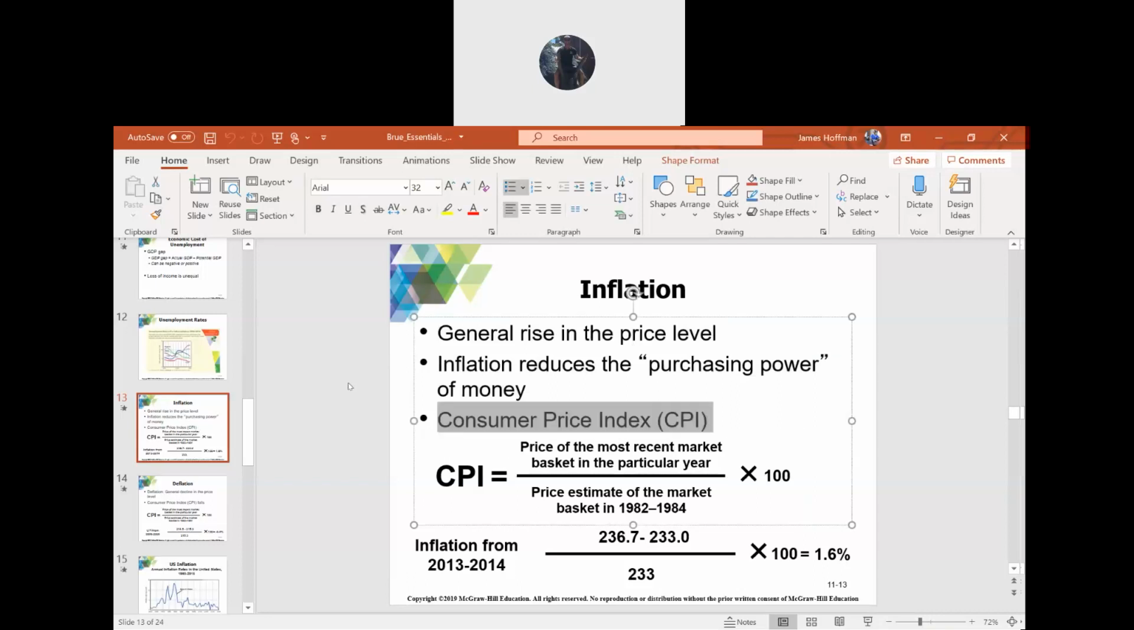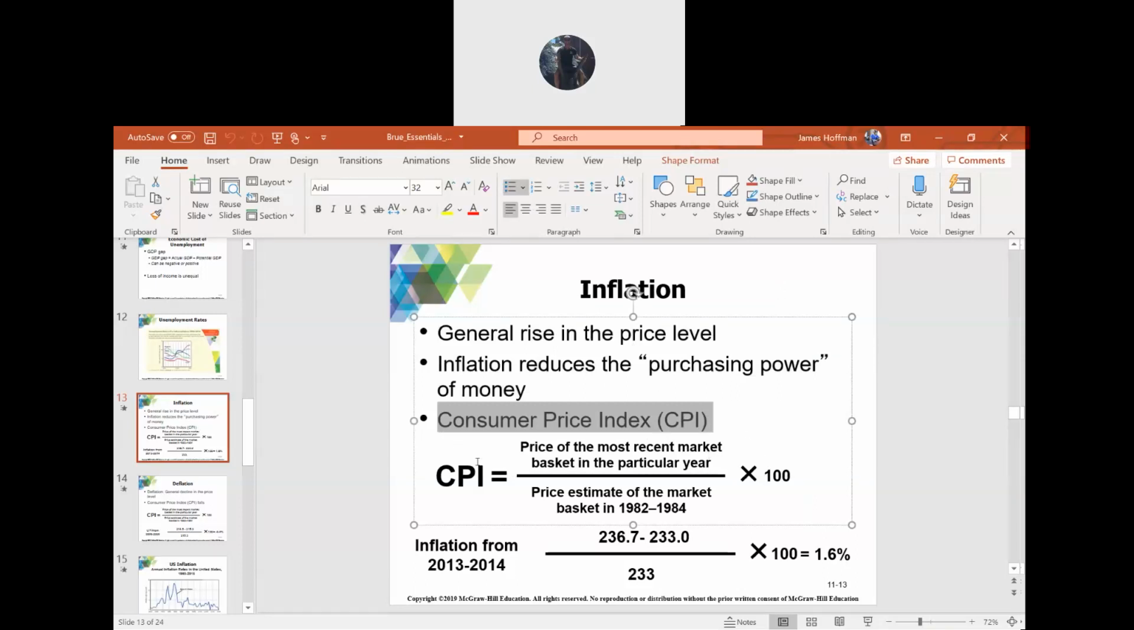And so what we do to determine inflation is we calculate something called the consumer price index. And so this is a basket of goods and services that represent the price level in the economy of things that are not volatile. So this is like housing, food, clothing, cars. So the general price of that basket is what represents the overall level of prices.